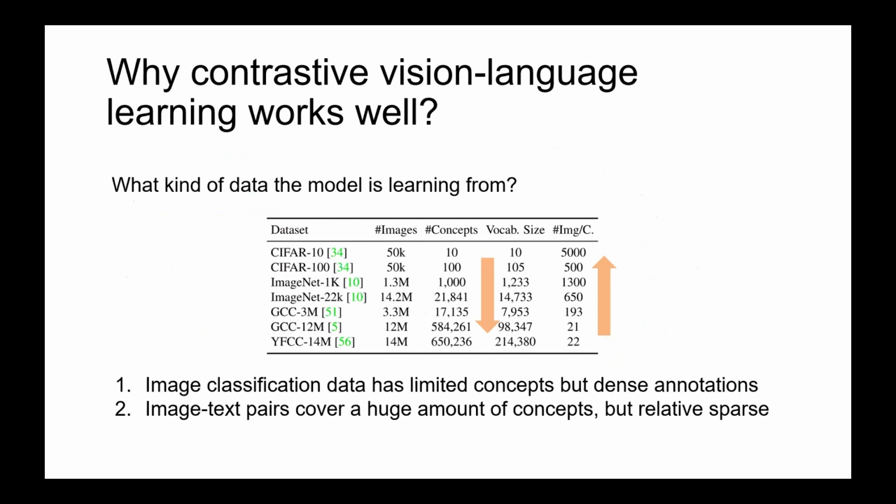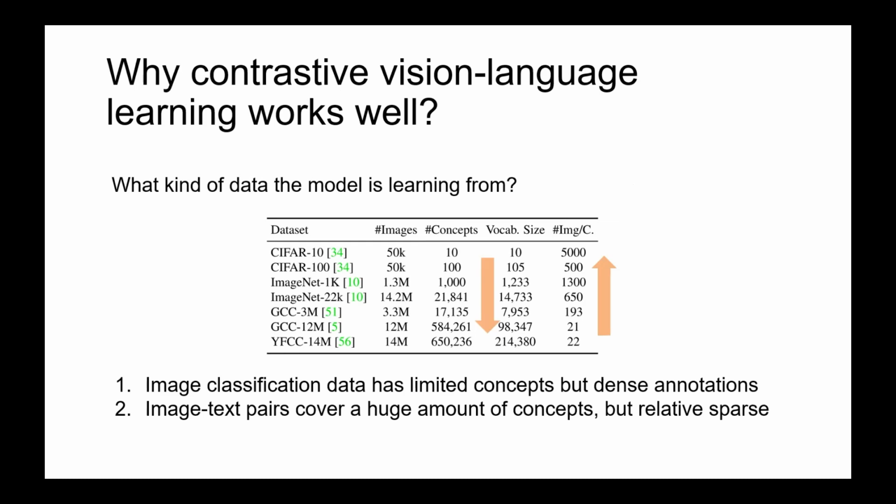The last question we would like to ask is why contrastive visual-language learning works well. So we would like to look into the data: what kind of data the model is learning from, because we are using image-text pairs. As you can see from this table, we list the number of concepts and the density of each concept for different datasets. It includes the image classification data and also the image-text pair data.